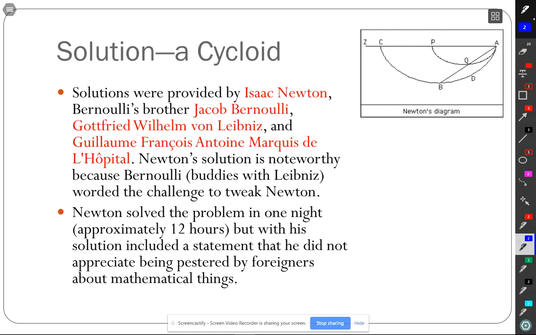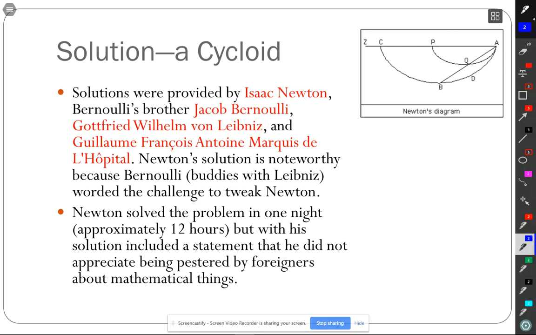Solutions were provided by a number of famous characters. Sir Isaac Newton, who those of us in the English-speaking world credit for inventing calculus. Johann Bernoulli's brother Jacob. I put the full names here because I like them. Gottfried Wilhelm von Leibniz. He's the other person that gets credit. He's the person that the Bernoulli brothers would have said invented calculus. And we have Francois Antoine Marquis de L'Hopital. You guys have all learned L'Hopital's rule, right? These are all people who submitted answers.